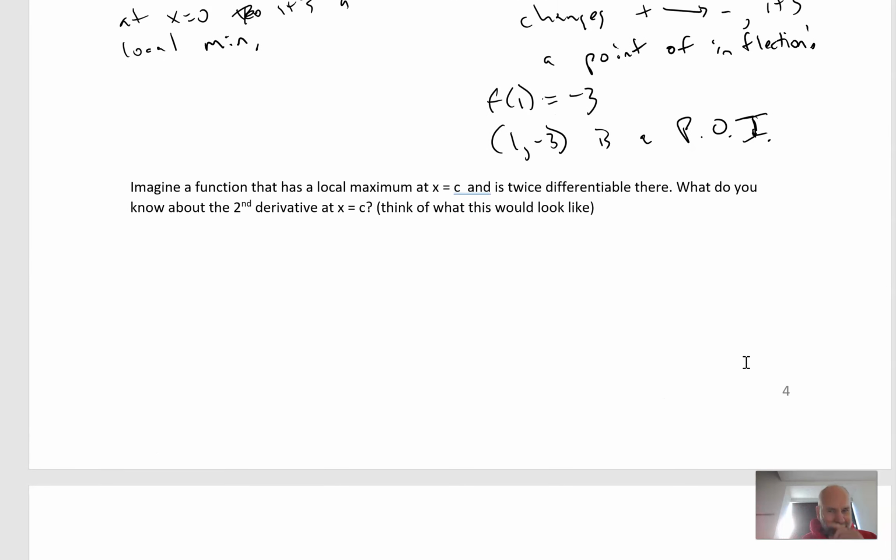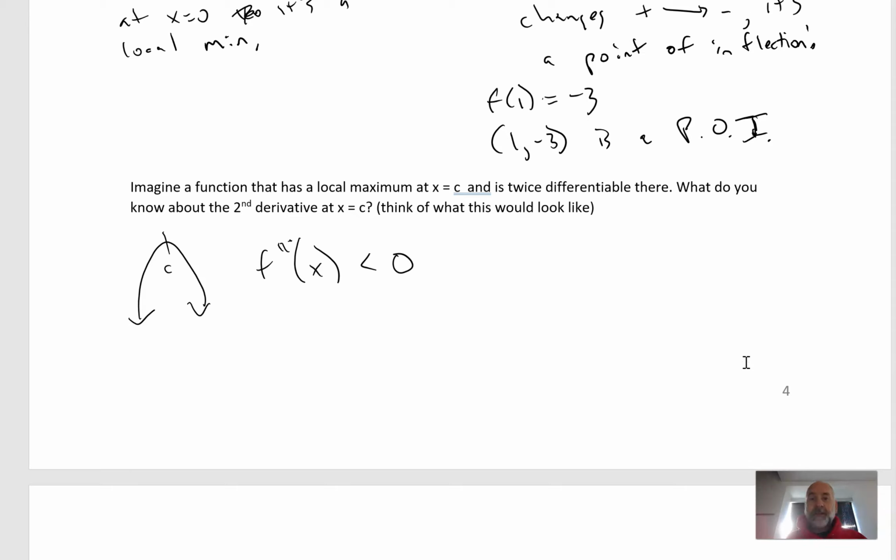Actually, yeah, we could do this. I was thinking about stopping, but I think we'll finish it and the video won't be too long. So imagine a function has a local maximum at x equals c. It looks like this, and it's twice differentiable there, so you don't have to worry about second derivatives not existing. What would you know about the second derivative at x equals c? Think what this looks like. A lot of people look at that and go, well, with a local maximum at c, then f double prime of x would have to be less than 0. It'd have to be negative.